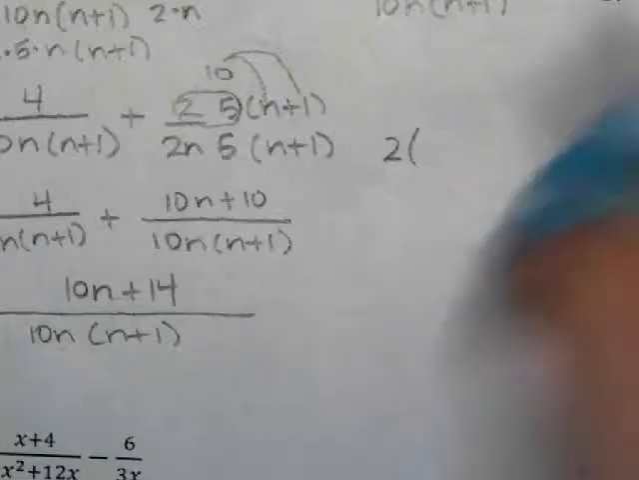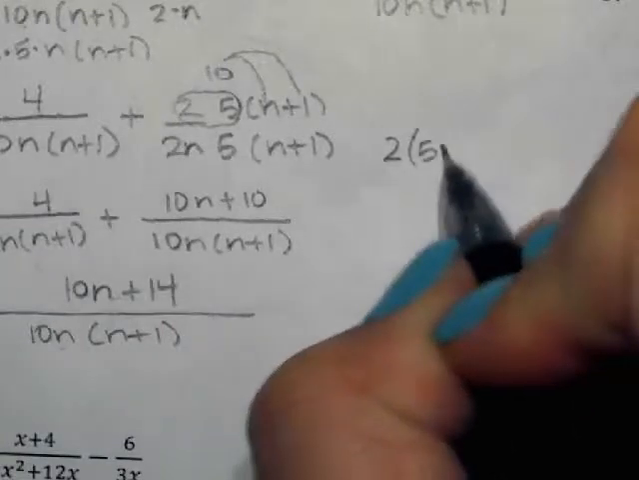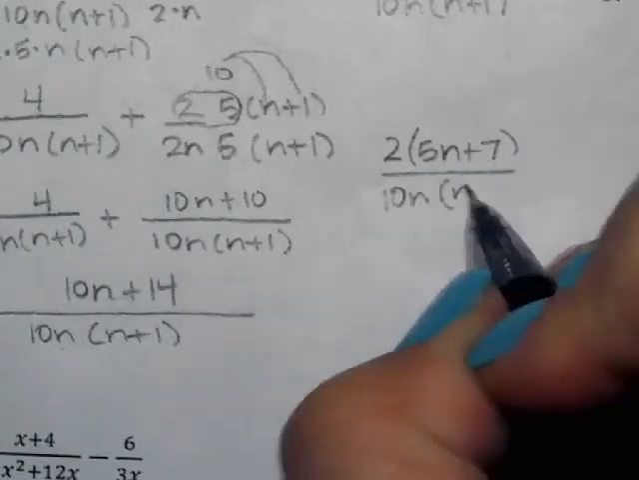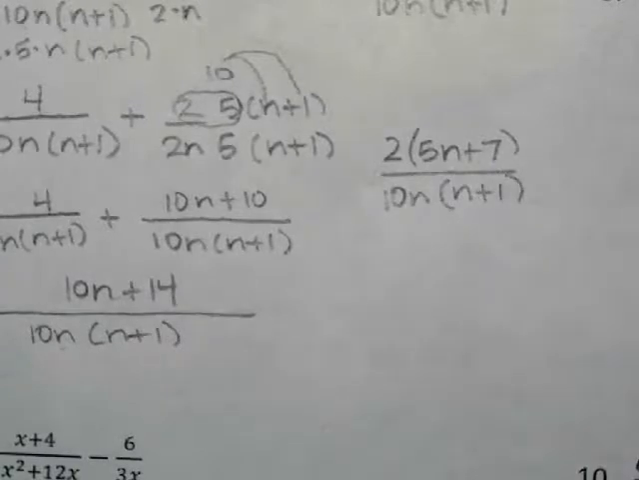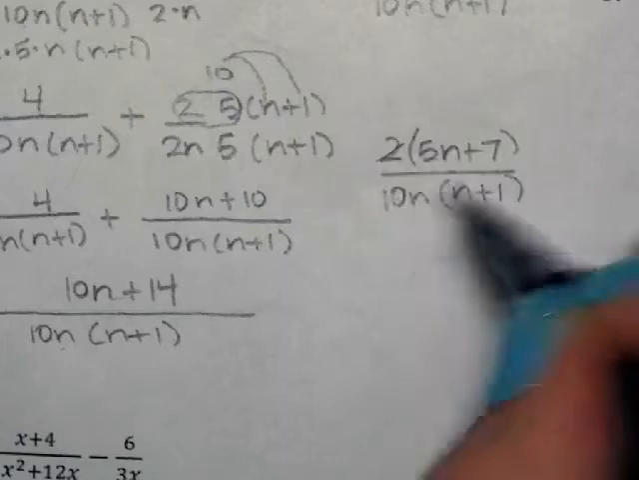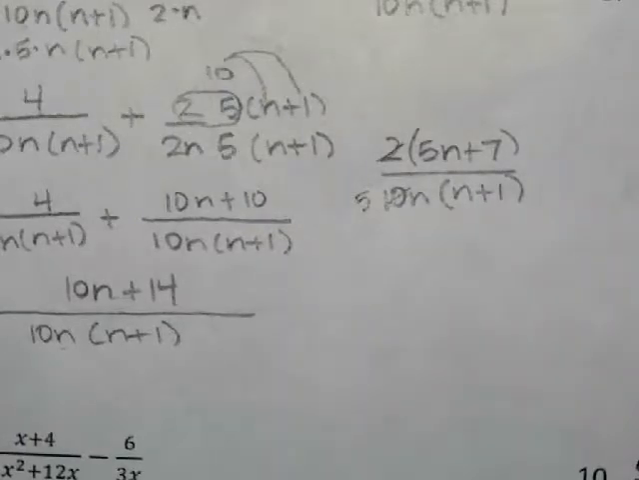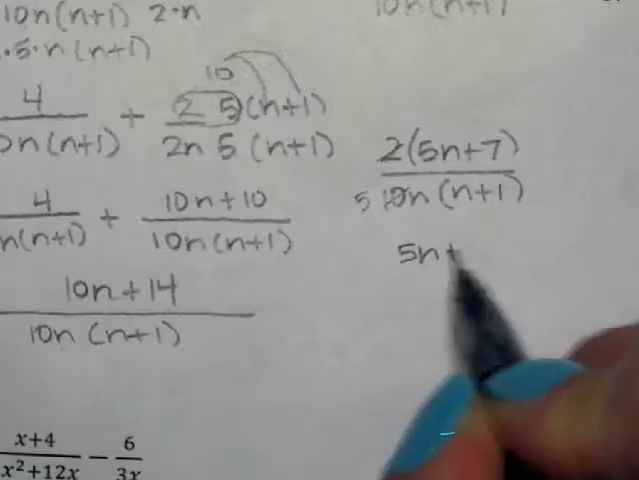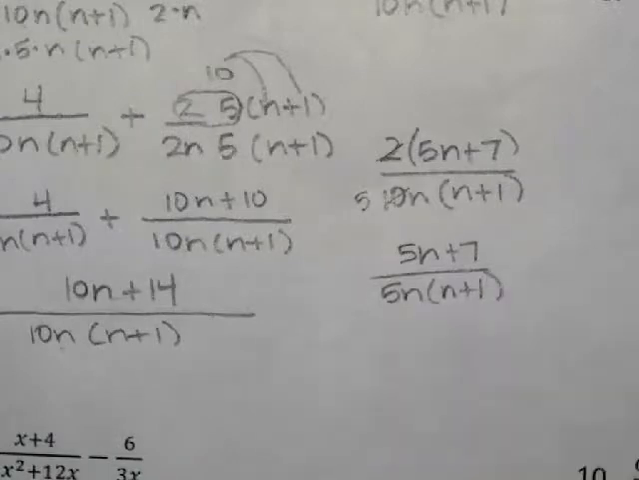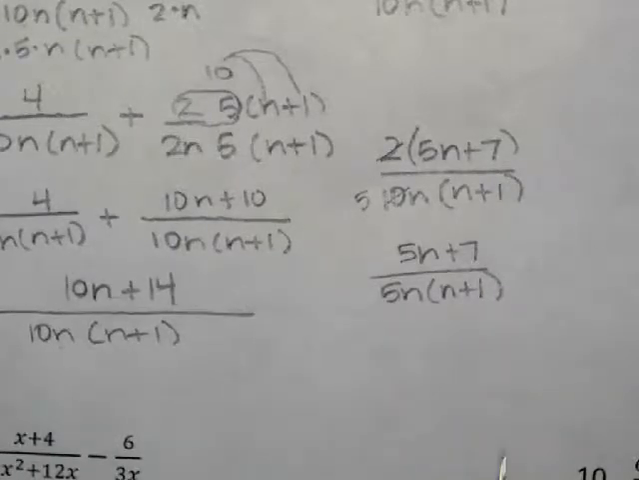So even though it feels like a 10 should cancel, a 10 does not cancel. What actually reduces? Only a 2 reduces. Even though it feels like a 10 would have reduced in the problem, it doesn't. Only a 2 does. So we're going to reduce by 2. And then we get 5n plus 7 over 5n times n plus 1. Again, we cannot reduce the 5s because this is not a 5n, this is a 5n plus 7, and that's just a 5n, and those are different. So we're actually done.